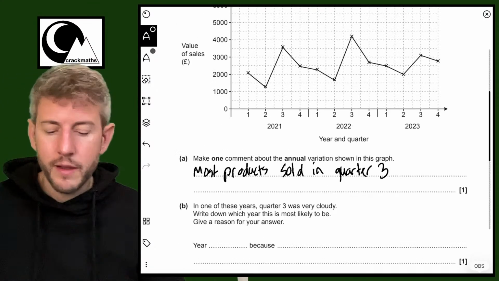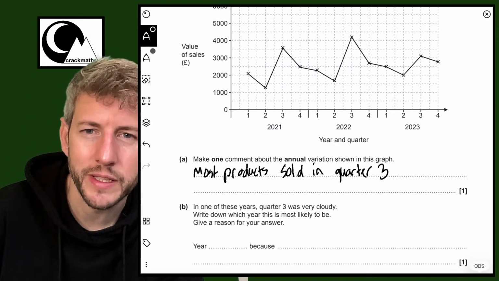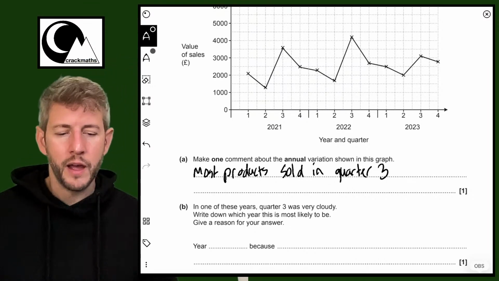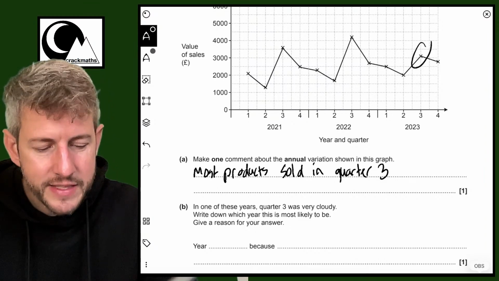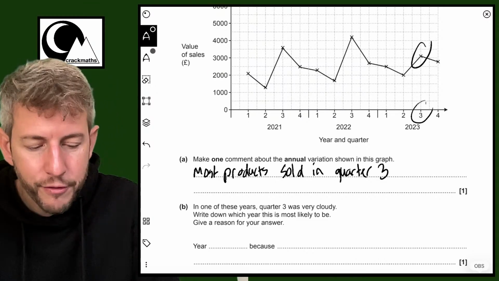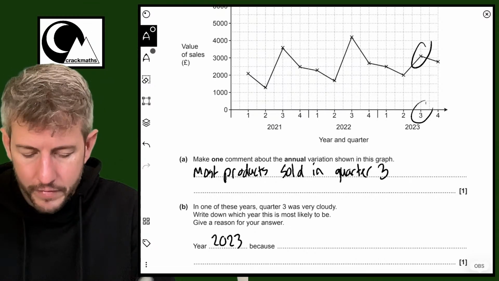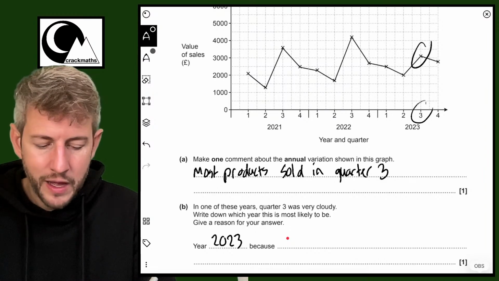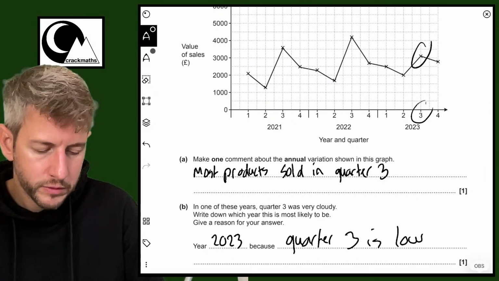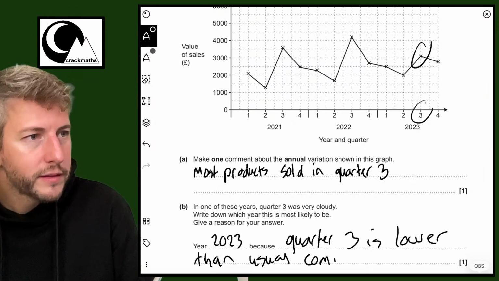Part B. In one of these years, quarter 3 was very cloudy. Write down which year it is most likely to be. Give your reason. I would say it's going to be this year, 2023, because usually quarter 3 really spikes, but in 2023 it didn't. Quarter 3 is lower than usual compared to the other years.